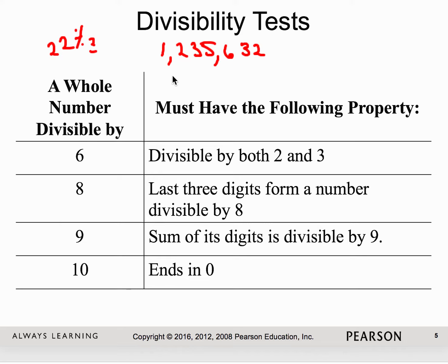Is it divisible by 4? I don't know. Are the last 2 digits divisible by 4? Hey, 32 is divisible by 4. It's divisible by 4. Okay, it's not divisible by 9 because I already added up the digits, and 22 is also not divisible by 9. And it's not divisible by 10. It's not divisible by 6 because even though it is divisible by 2, it's not by 3. So that's what those mean. And we'll use some of them.